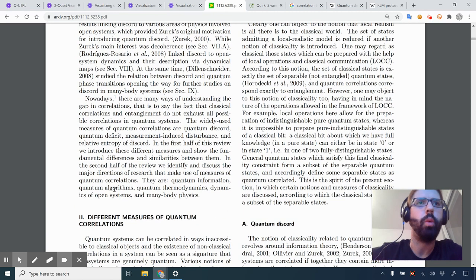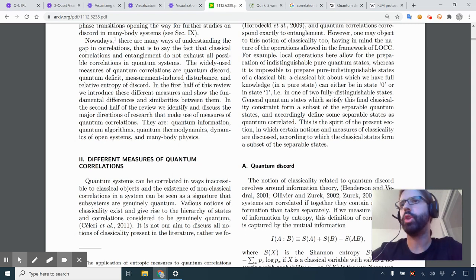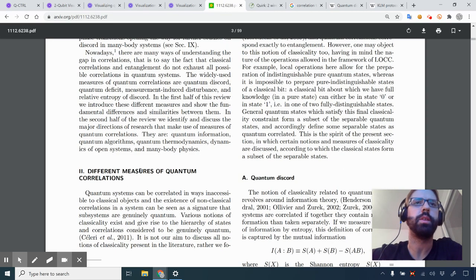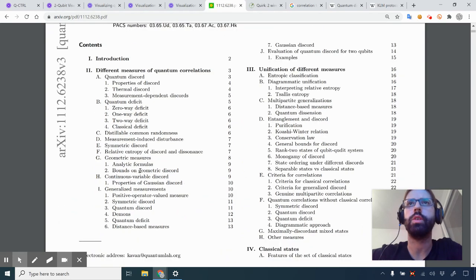I'd be interested to know how this is applied to algorithms, to be honest. Different measures of quantum correlations. That's point number two. I'm keeping an eye on time so I don't get the video too long. So let me just see. Can I quickly skip to quantum algorithms? That was what page? Just see.